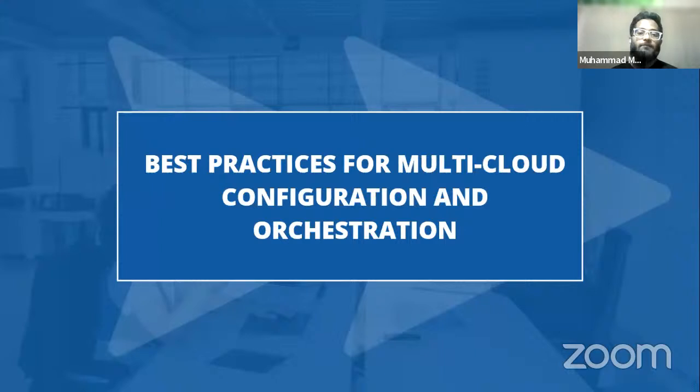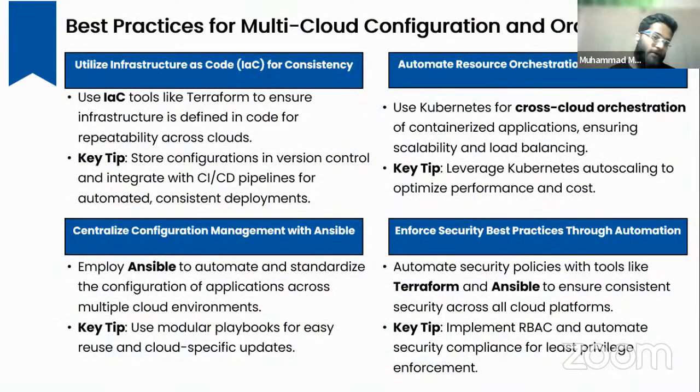So the best practices we need to focus on for multi-cloud configuration and orchestration are, like, utilize infrastructure as code for consistency. We can use CI/CD pipelines for version control of our infrastructure, and centralized configuration management with Ansible. We deploy Ansible to automate and standardize the configuration of applications across multiple cloud providers using modular playbooks for easy reuse and cloud specific updates.